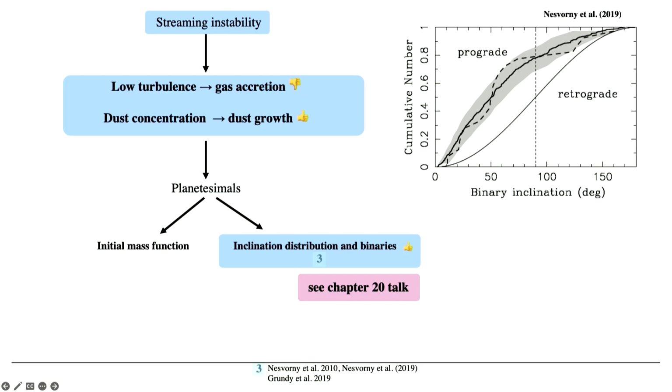In this plot, there was a model from David Nesvorný. What is important to mention is that this binary distribution and inclination distribution you also get from a pure gravitational collapse of a pebble layer. So this has to be a streaming instability. Okay, but here I should also point to the chapter 20 talk, which will cover the planetesimal formation in much more detail.